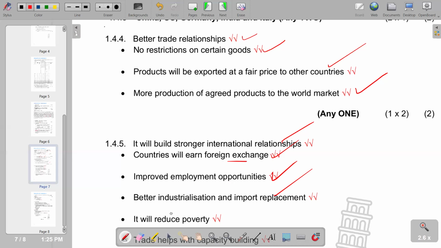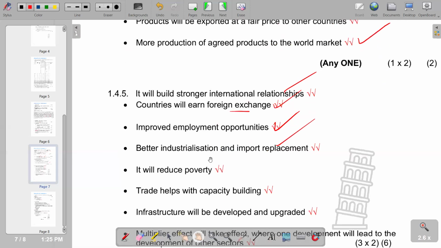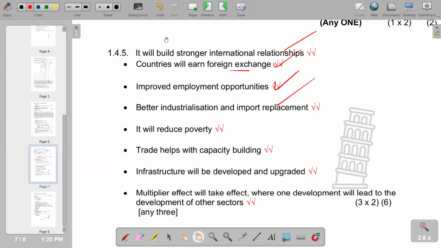We also have it will reduce poverty. Obviously, those workers that are going to be employed are going to have income, which is going to eradicate poverty. So we go to the next point. Trade helps with capacity building. Infrastructure will be developed and upgraded. And also a multiplier effect will take effect where one development will lead to the development of another sector. So basically, this is what we have put into this video.